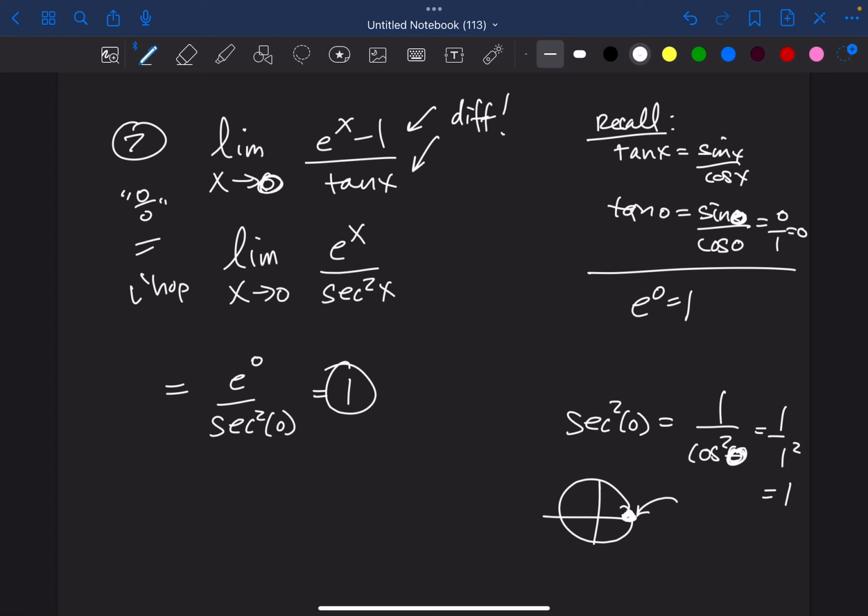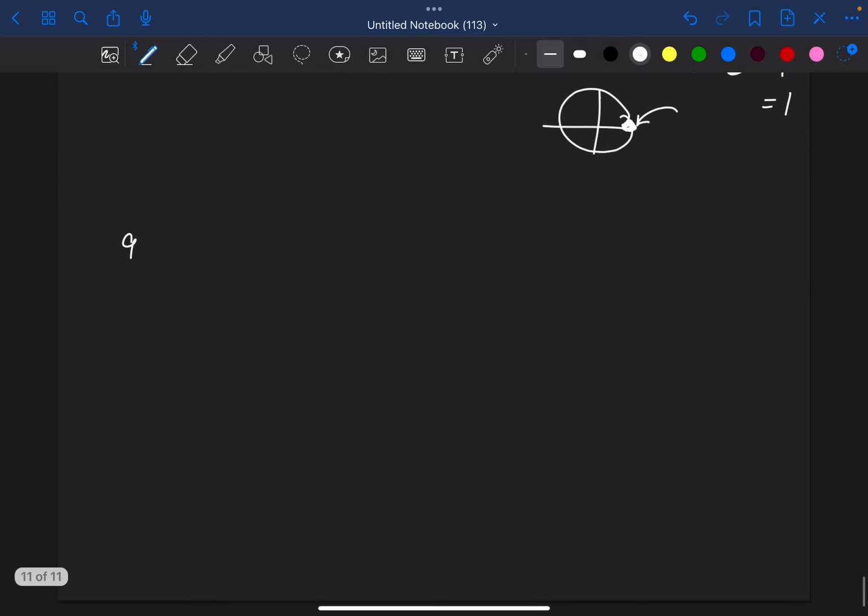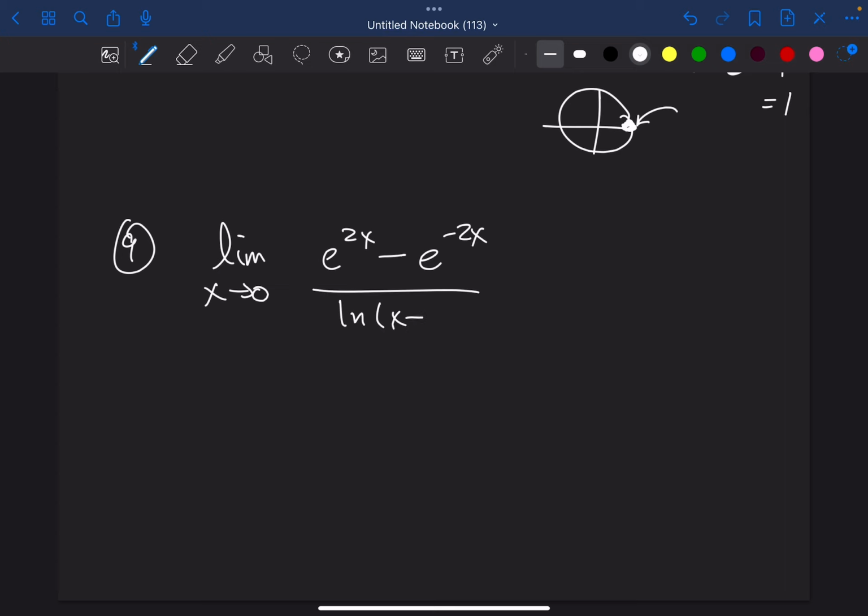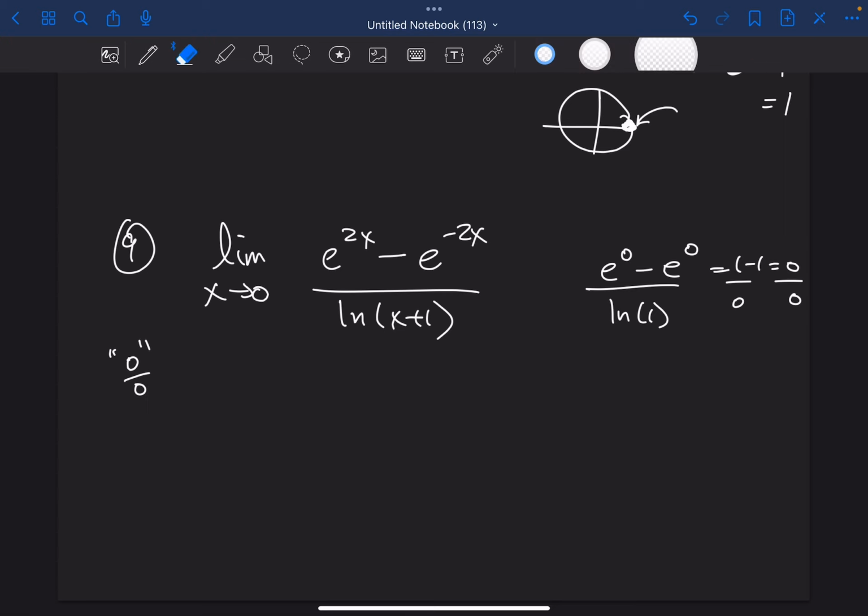Then we look at number 9. So number 9 is the limit as x goes to 0 of e to the 2x minus e to the negative 2x over ln of x plus 1. So we let x go to 0, and we see that we get e to the 0 minus e to the 0, which is 1 minus 1, which is 0. So we hope the bottom also turns out to be 0. And actually, if we let x go to 0, that's going to be natural log of 1, which is 0. So we get 0 over 0, which is undefined.